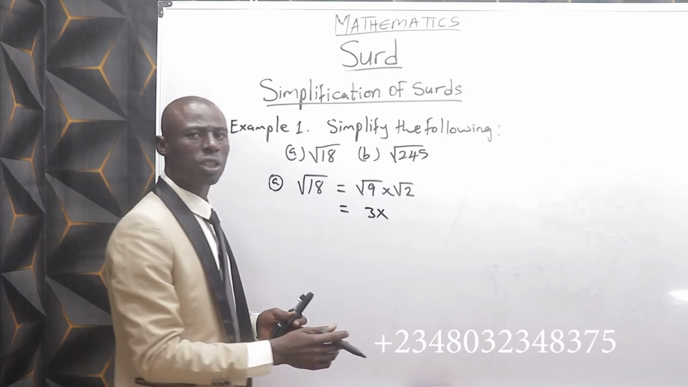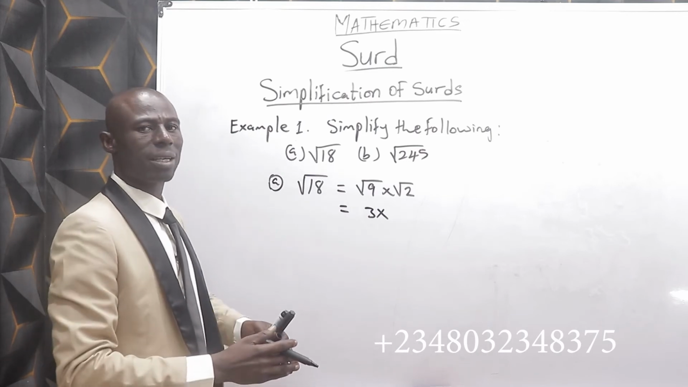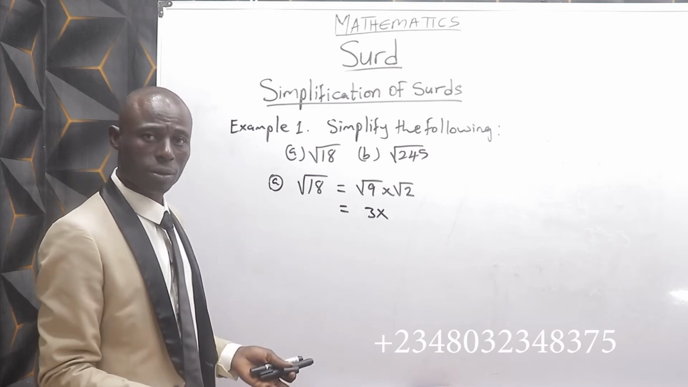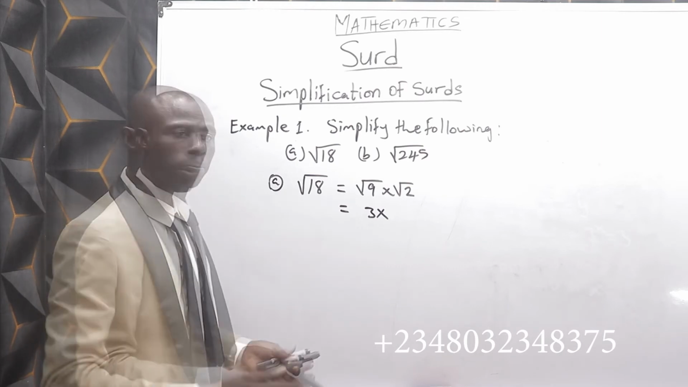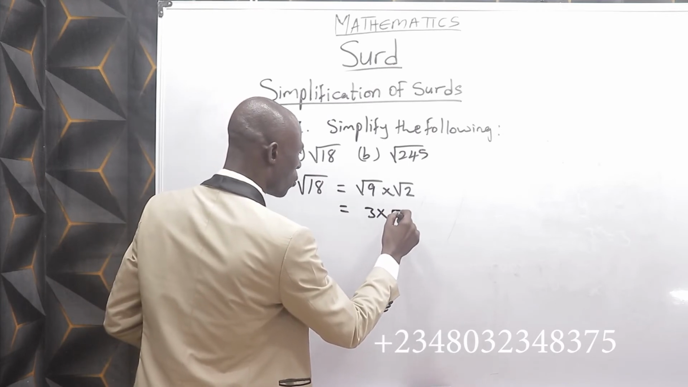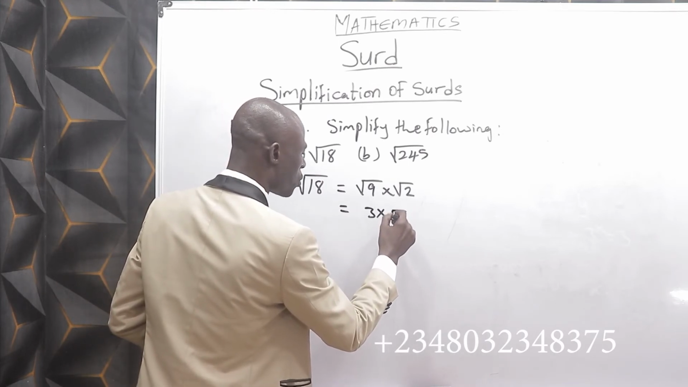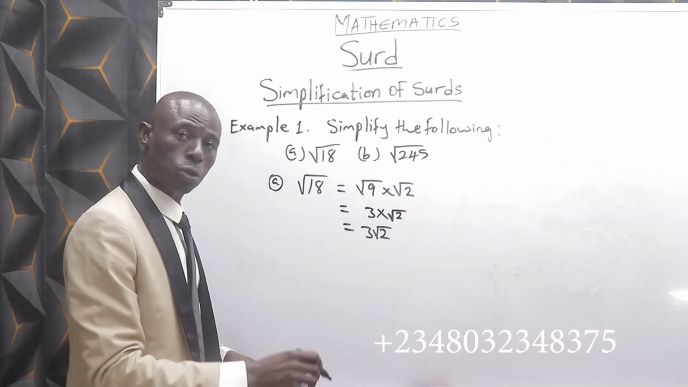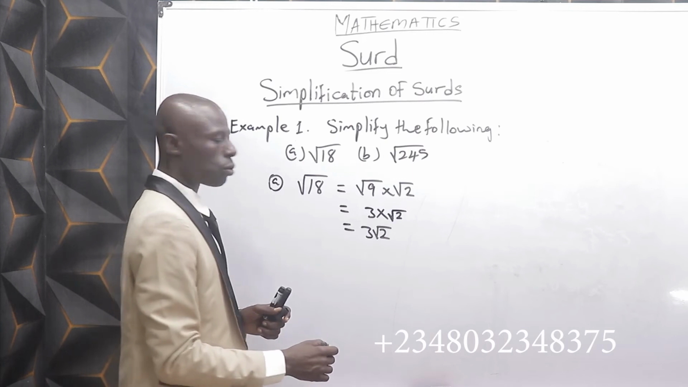What is square root of 2? That one is not perfect. It's not something you can say straightforward. Square root of 2 will be 1 point something. It will have some places of decimal. So, you repeat it as square root of 2. You leave it as a non-simplifiable surd. So 3 times root 2 is 3 root 2.